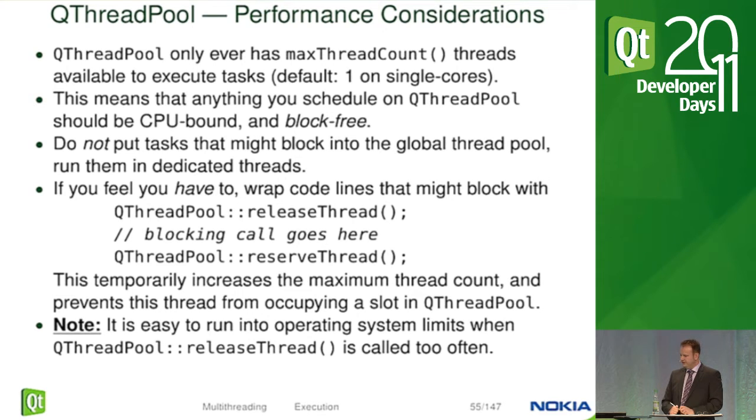Here's a note. It's easy to run into operating system limits when release thread is called too often. That is, if you have a limited amount of threads in some operating systems, then if you just call release thread on all of them, you might be running out of threads. Well, in practice, I only hit that so far on Windows CE 5, where you really only have a very limited amount of stack memory available for your threads. There you actually might hit that limit. But on modern desktop systems, the limit is so far up that you would need to run that in some infinite loop accidentally.